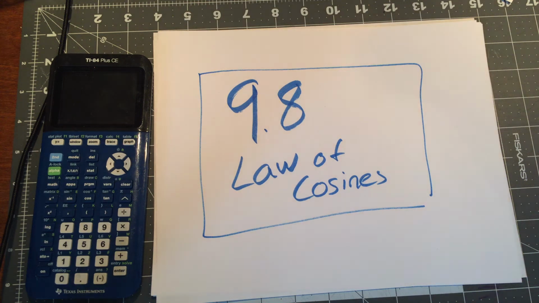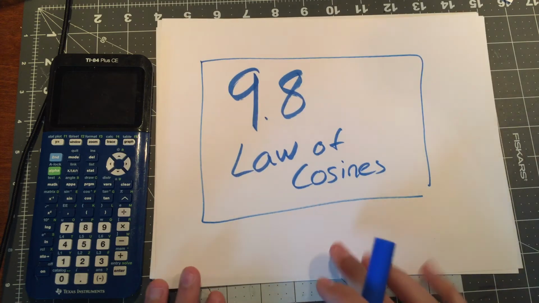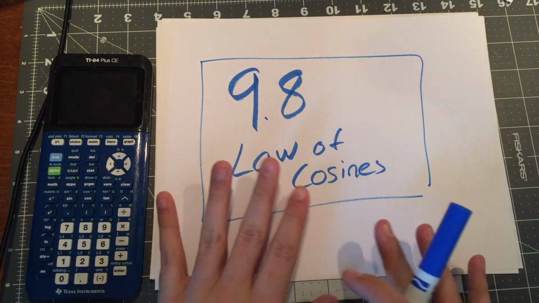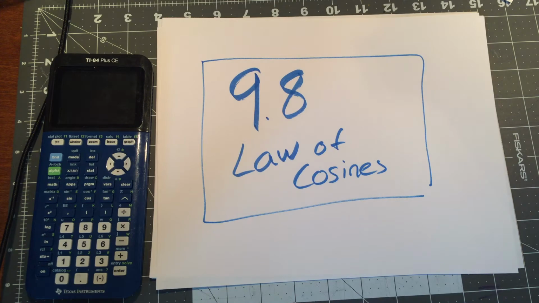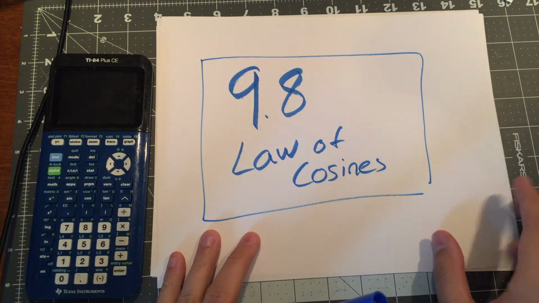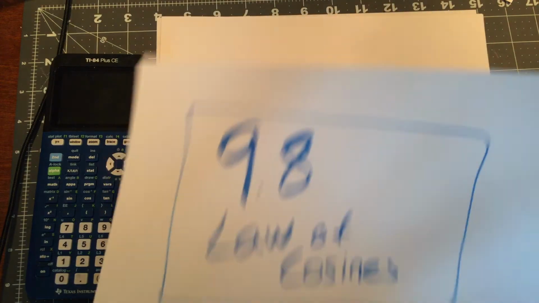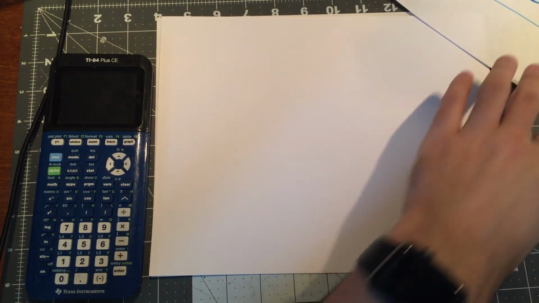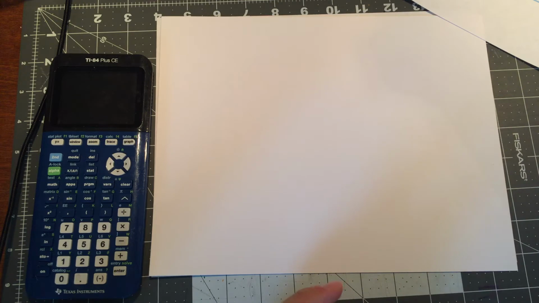Welcome everybody to Chapter 9, Section 8, the Law of Cosines. Last time we were here, we did the Law of Sines. We're going to do Law of Cosines. A little more involved, but nothing you guys can't handle. So let's get started with a simple definition of what it is. It's a similar thing that we had last time.